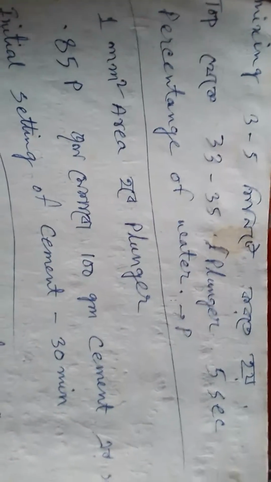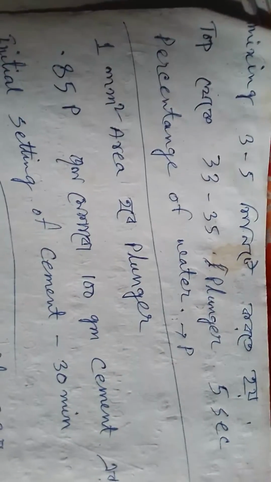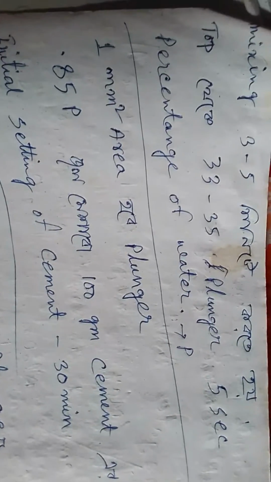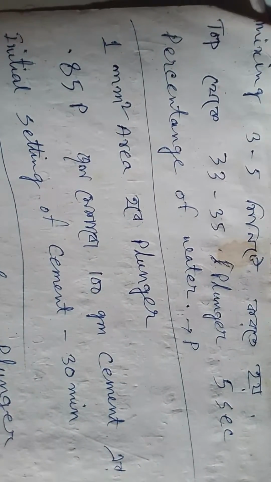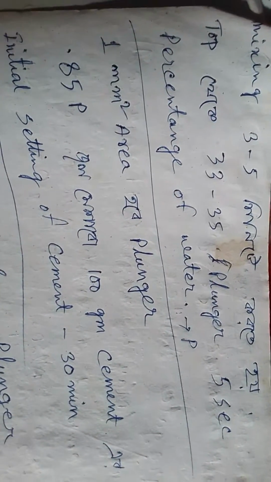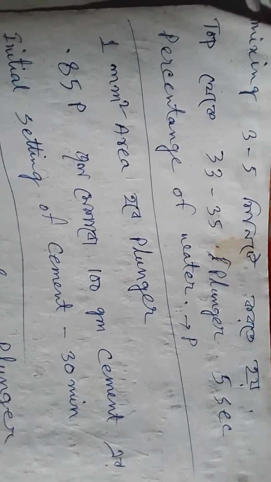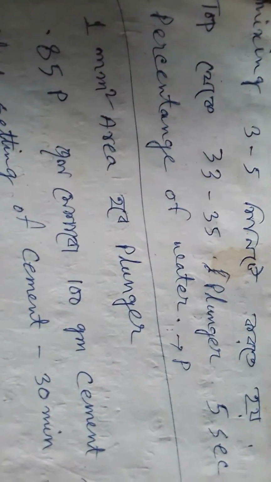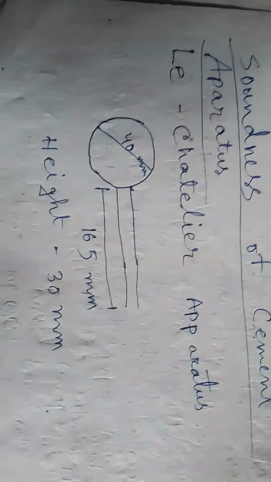So what is standard consistency? Standard consistency is the percentage of water at which the Vicat plunger, having a diameter of 10 mm and length of 50 mm, penetrates the mold to 33 to 35 mm from the top. The percentage of water added to the mixture is called standard consistency, and it is denoted by P.